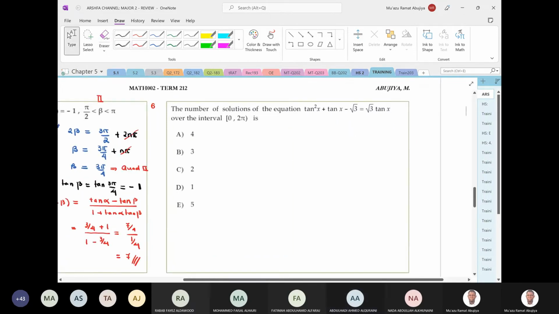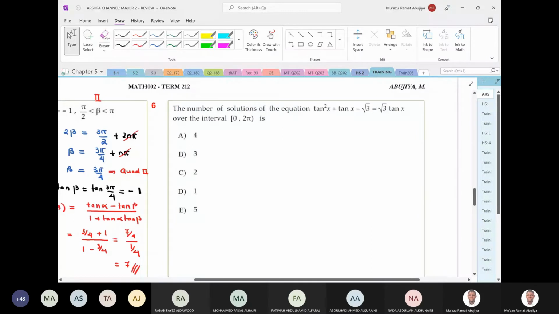Okay, now let us continue. In example number 6, what does the question say? It says the number of the solutions of the equation. So how many solutions do we have of this equation over this interval from 0 to 2 pi? Now here, if you look at it, we have tangent squared, we have tangent of x, then we have minus root of 3, and we have root of 3 and tangent of x. What do we do? Let's try to bring them together on one side.